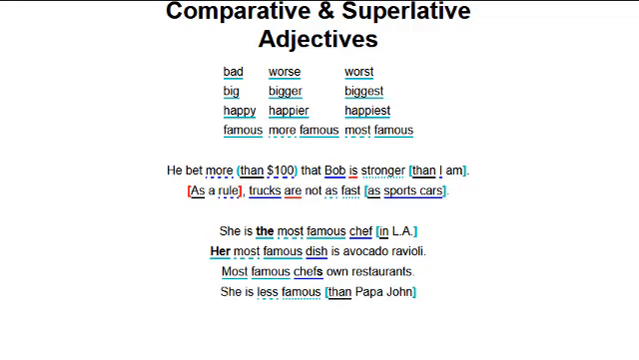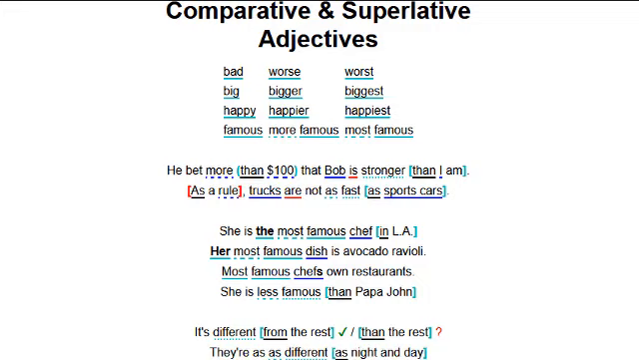Comparatives and superlatives with less and least follow the same rules. She is less famous than Papa John. Also notice that the word different is not a comparative adjective. Some teachers think it should be combined with the preposition from as opposed to the preposition than. I would recommend saying different from the rest, but different than the rest is not an error. We also use different with as. They're as different as night and day.